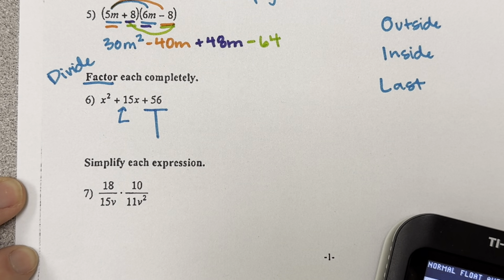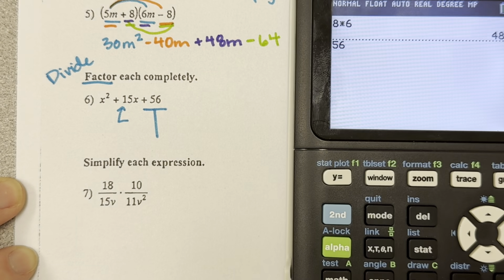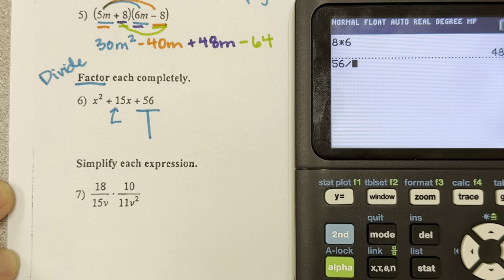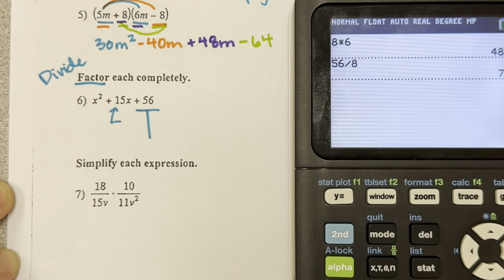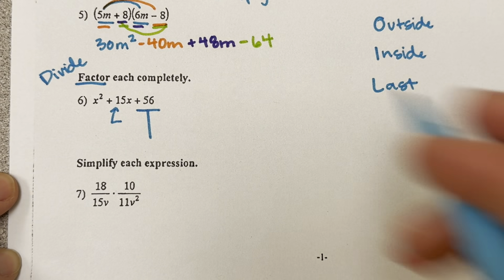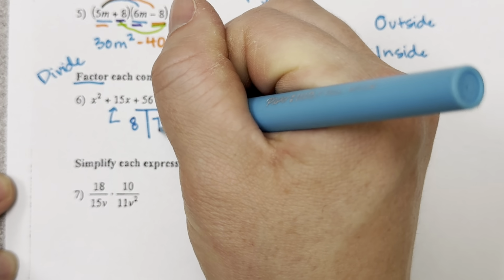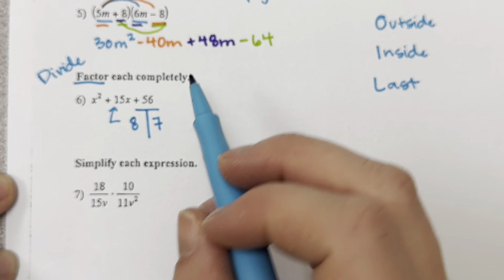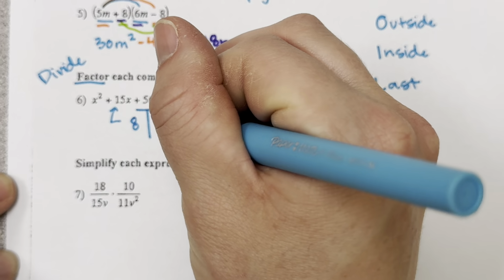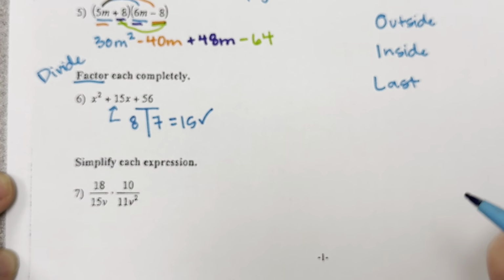Okay, well let's see, 56, I'm just going to use my calculator here. 56 divided by 8. Ooh, that might be a good one. Okay, 8 times 7 gives me 56. 8 plus 7 gives me the 15.